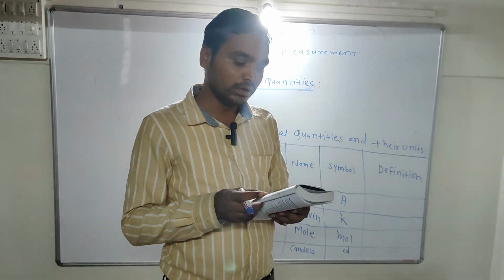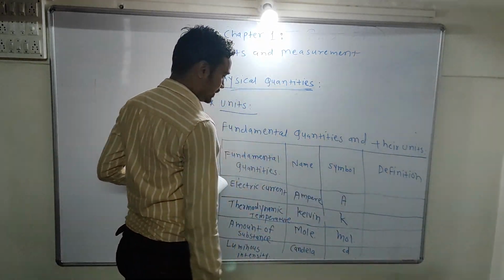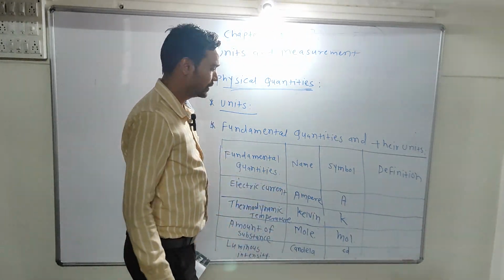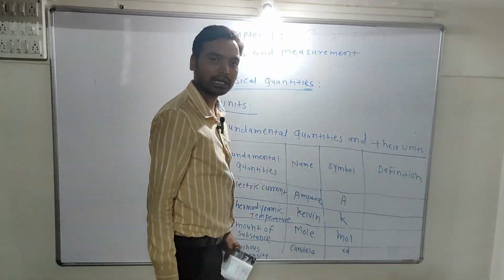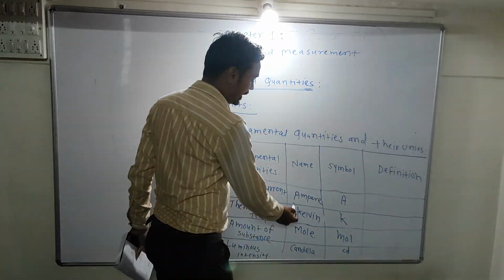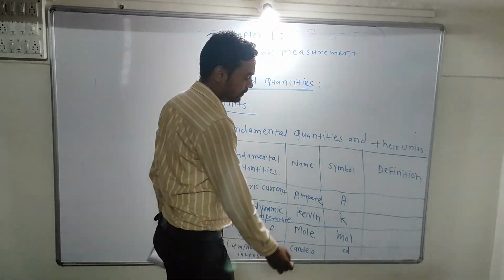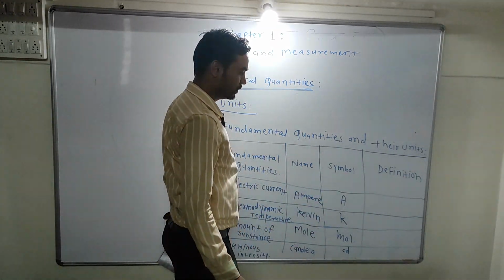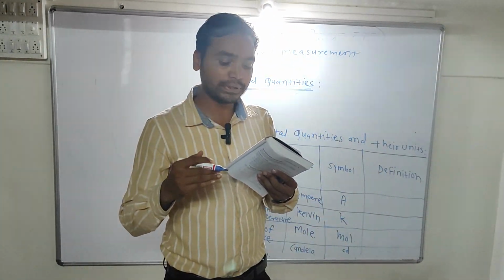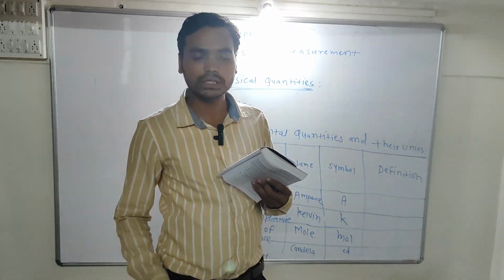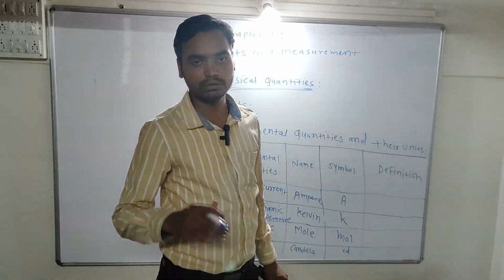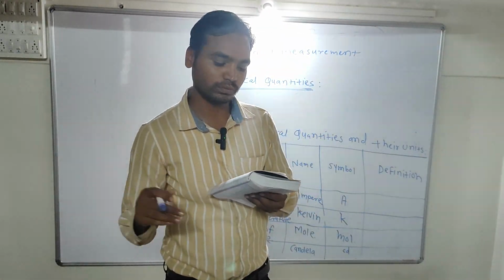The unit for the electric current is ampere and the symbol for the electric current unit is capital A. Why? Ampere starts with A, therefore capital A is the unit symbol. Then what is the definition of electric current? Here we have to see the definition of the ampere, and after that the current definition.